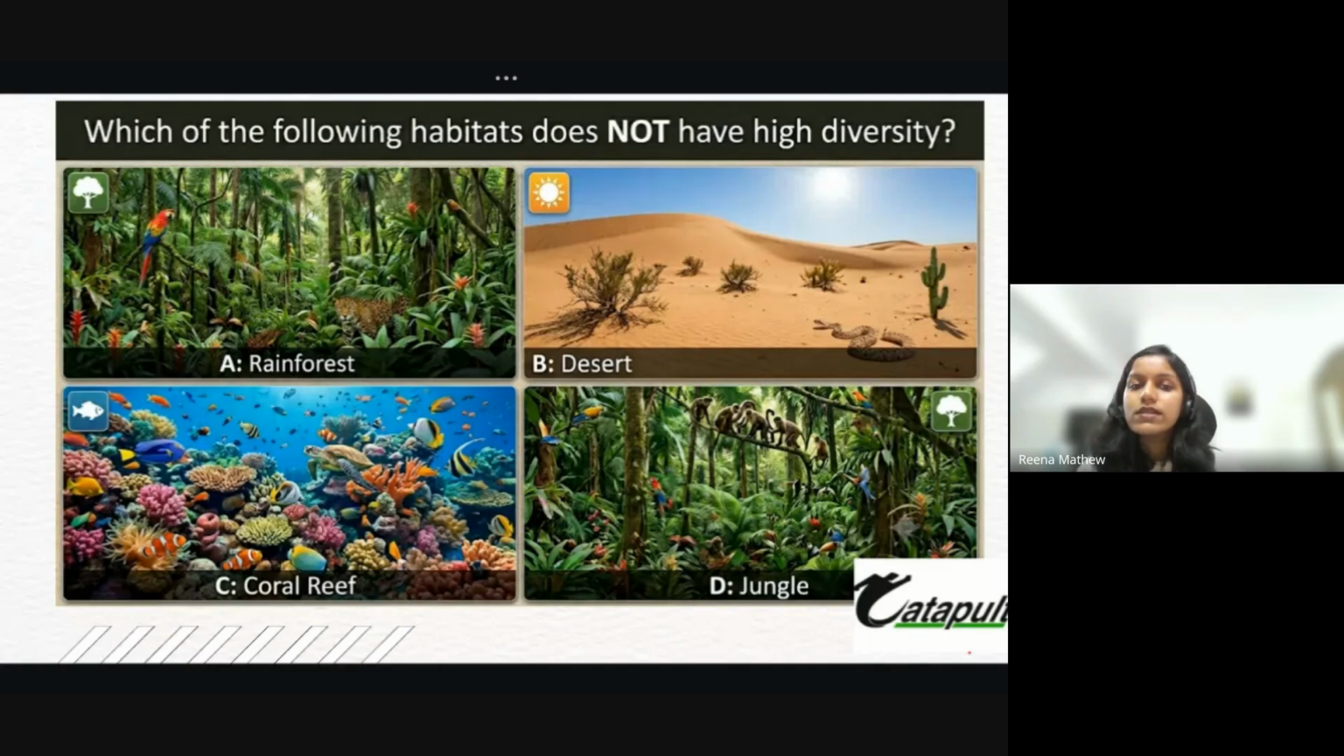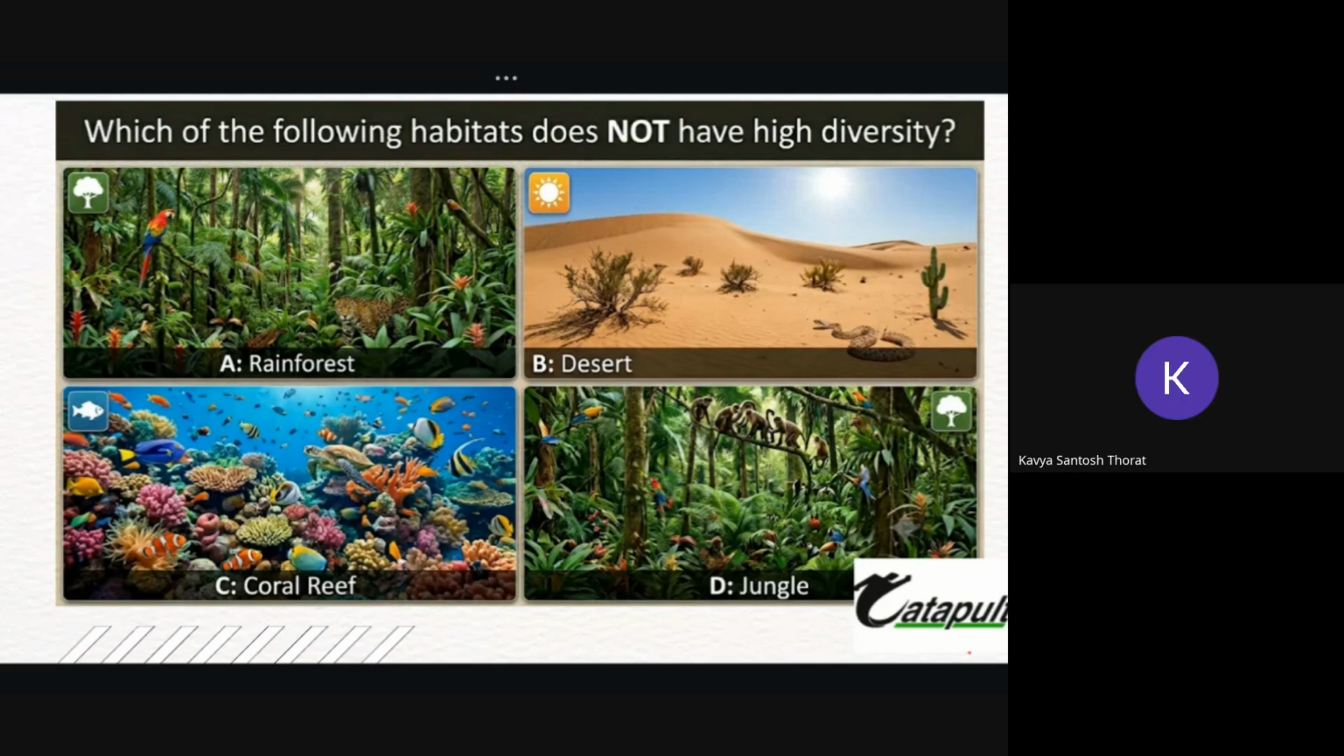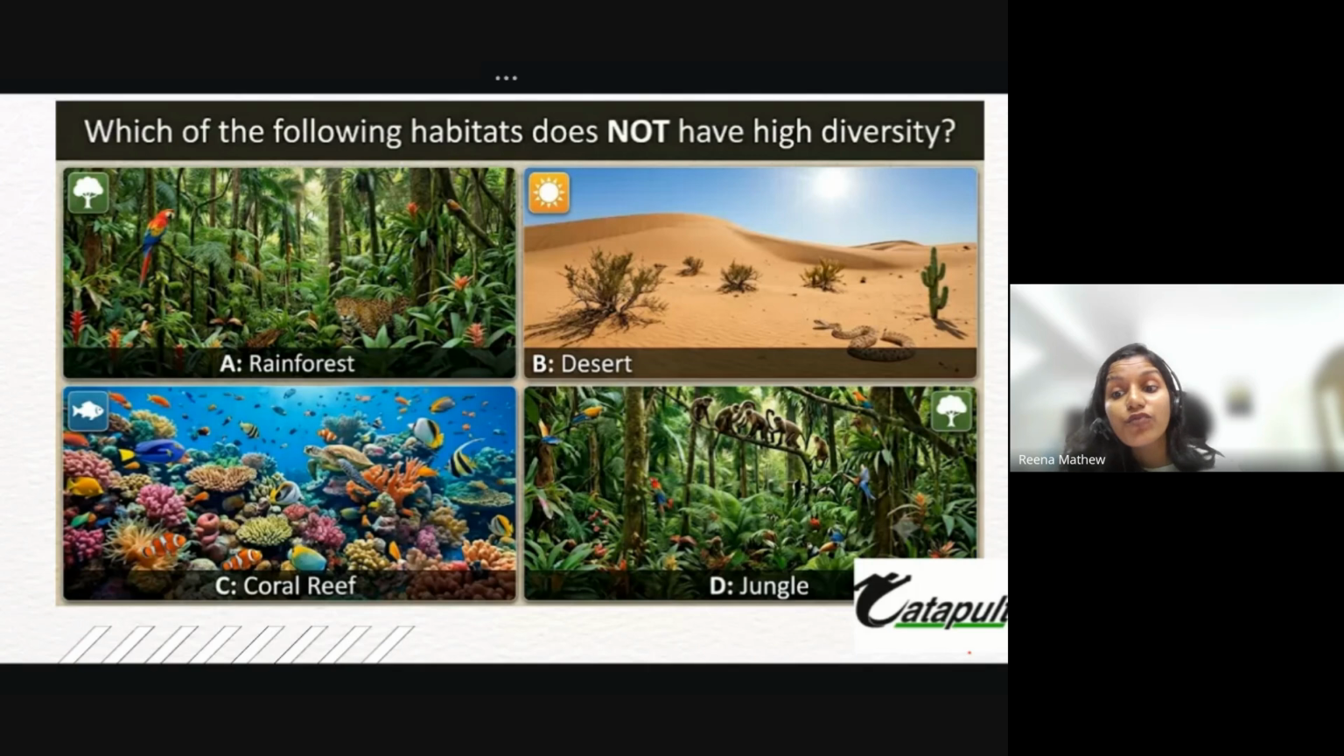So this is a question I included in the previous class. You had difficulty answering, so now I have included a visual. Which of the following does not have high diversity? Everyone's right. B is the answer. But can you identify the new word that we learned last class? We learned a new word. It is there in this question.